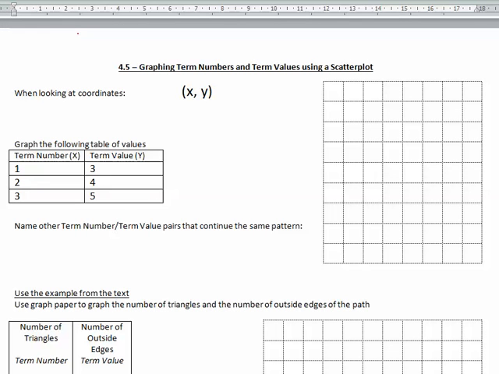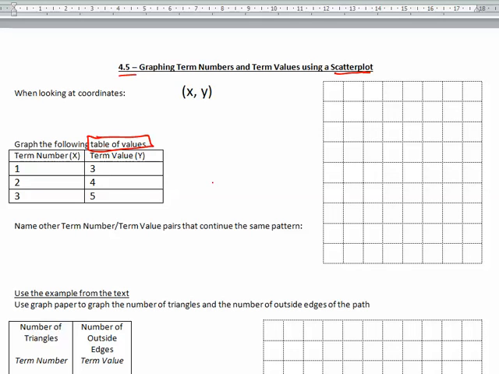So we're now looking at chapter 4.5 in our lessons. We're still looking at patterns, but now we're going to graph them on graph paper. Using a scatter plot, we're going to convert our table of values. If you're given the following table of values, how can we plot them on a graph and look for any patterns when you put them on a scatter plot?